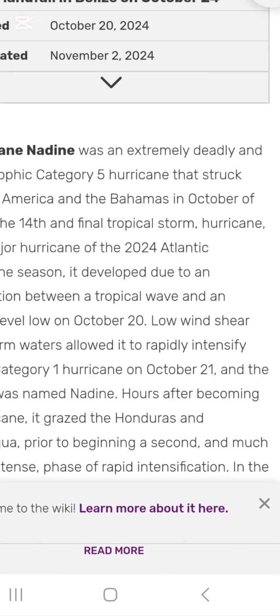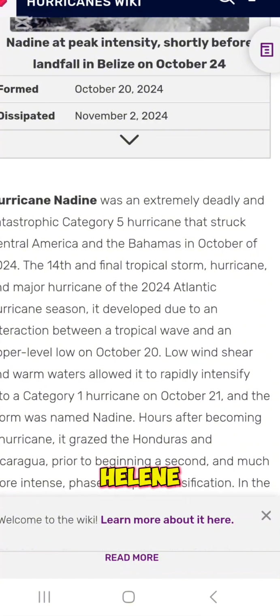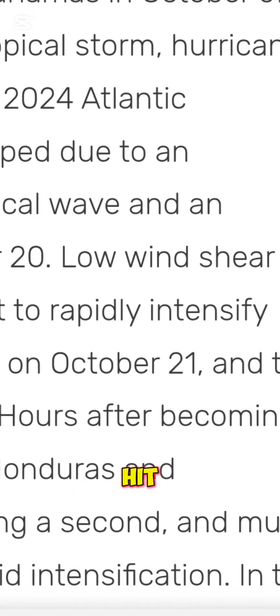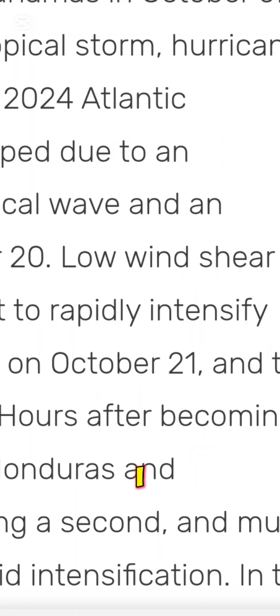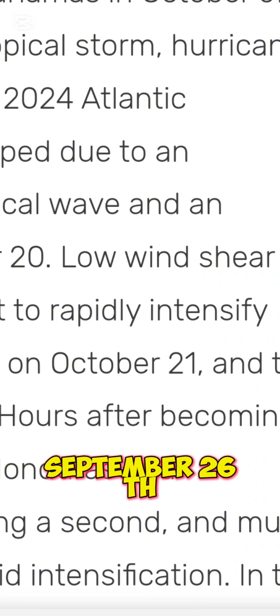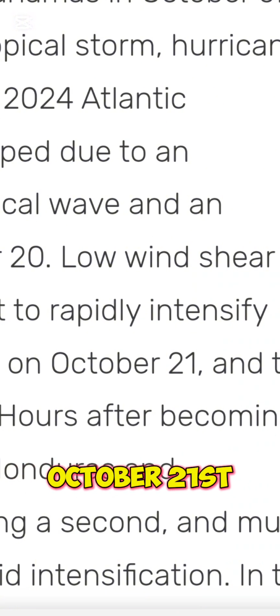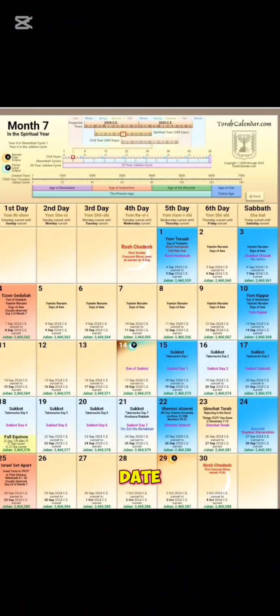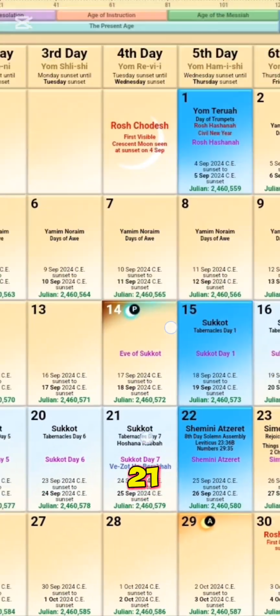Guys, the first hurricane, Hurricane Helene, as you saw in the prior video, hit on September 26th. The next hurricane, Hurricane Milton, hit on the Julian date, September 26th. And the third hurricane, they're forecasting to hit on the date, October 21st. And if you watch the 900,999 videos I posted about September 26th, you'll see that October 21st, look, I'll show it to you. The date, Tishri 21.